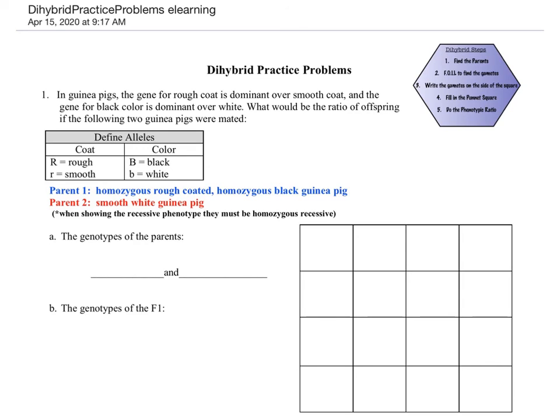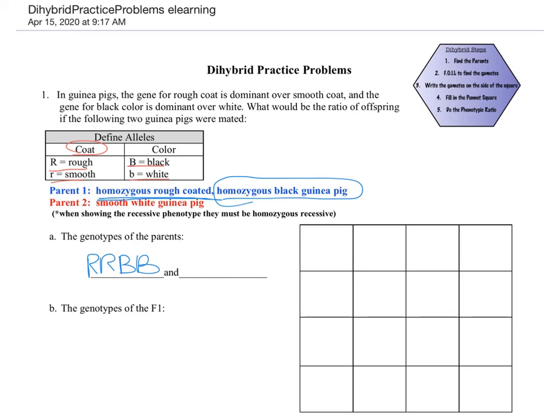So here are your alleles. Now, it's a little different from a monohybrid because you're actually going to be defining alleles for 2 traits. So for coat, you'll want to define rough over smooth, and then color, you'll know black is dominant over white. Then your parents are given to you below. So right here, it says that you have a homozygous rough coat. Okay, so remember, homozygous means the same. So homozygous rough coat would be big R, big R, and then homozygous for the black coat. So big B, big B.